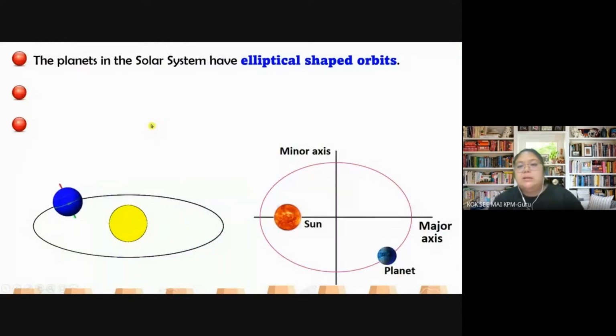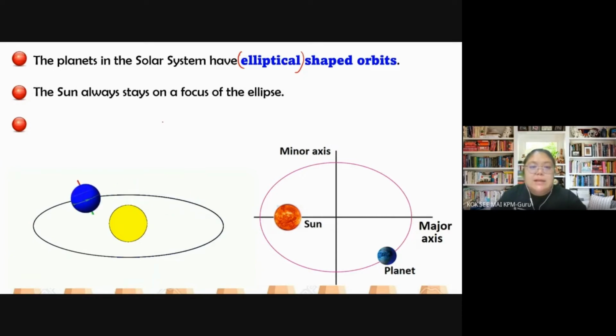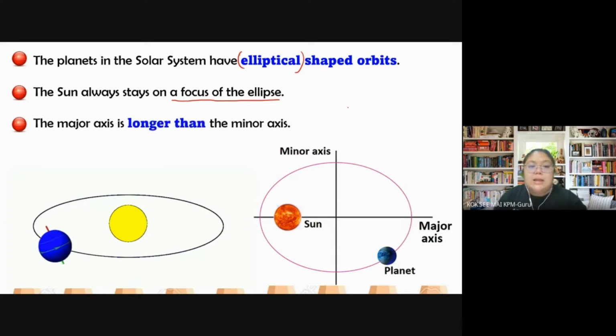Okay, now we're going to see what Kepler's first law is talking about. The planets in the solar system have elliptical shape orbits. Important, they want to mention the shape is an ellipse. Number 2, the sun always stays at a focus of the ellipse. That means the sun never moves. It's only at the focus point of the ellipse. Then the major axis is longer than the minor.